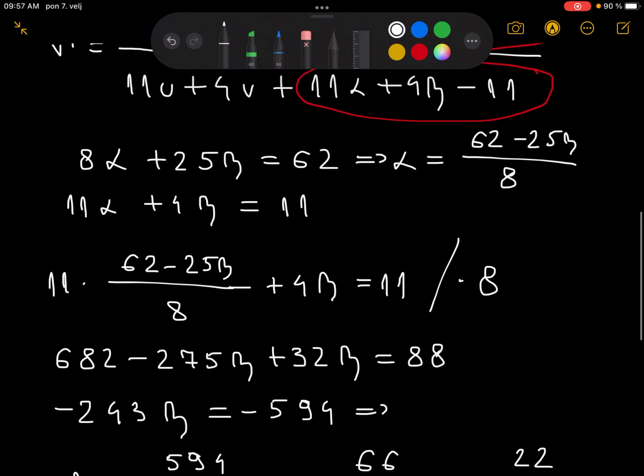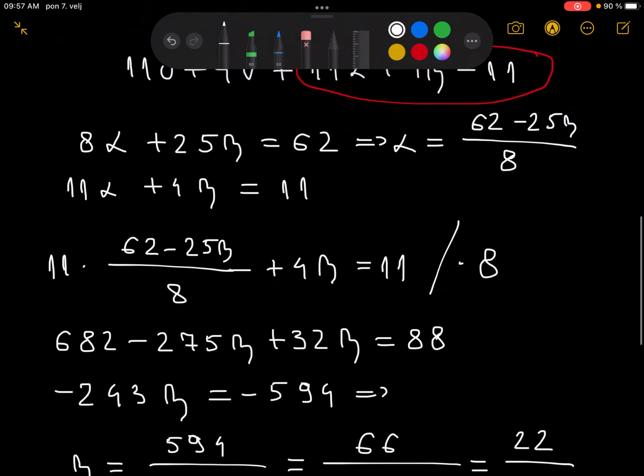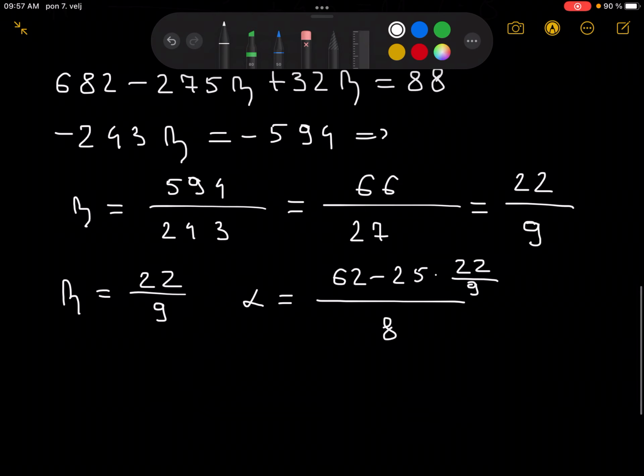Great. Now let's go ahead and find alpha. So we know that alpha is then equal to 62 minus 25 times 22 over 9, and everything divided by 8.